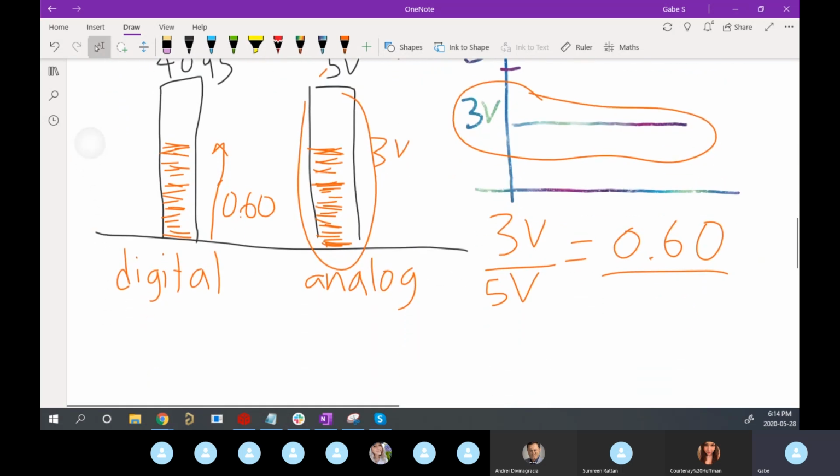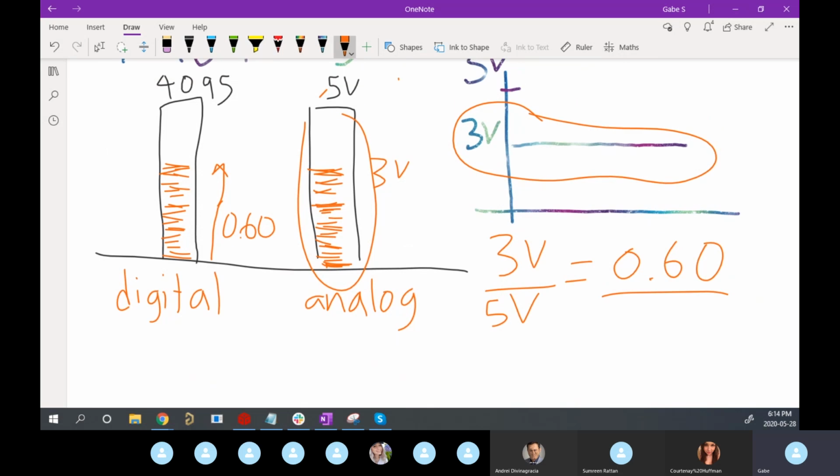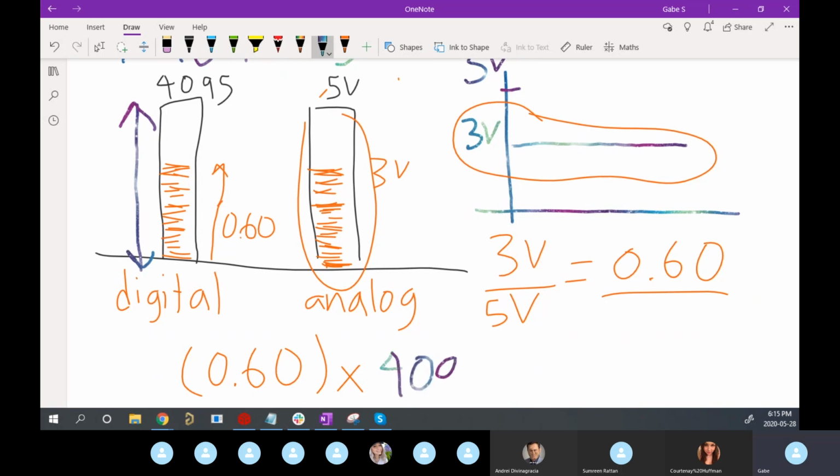So it's going to sample the analog side, right? It measures 3 volts, and it converts it into a digital value of the exact same ratio. So 60% of the total possible digital values, right? Which is 4095. Oops. Right, so what would that be if I did that math? 0.6 times 4095. So that gives us 2457. So this number 2457 actually represents 3 volts measured by the analog to digital converter.